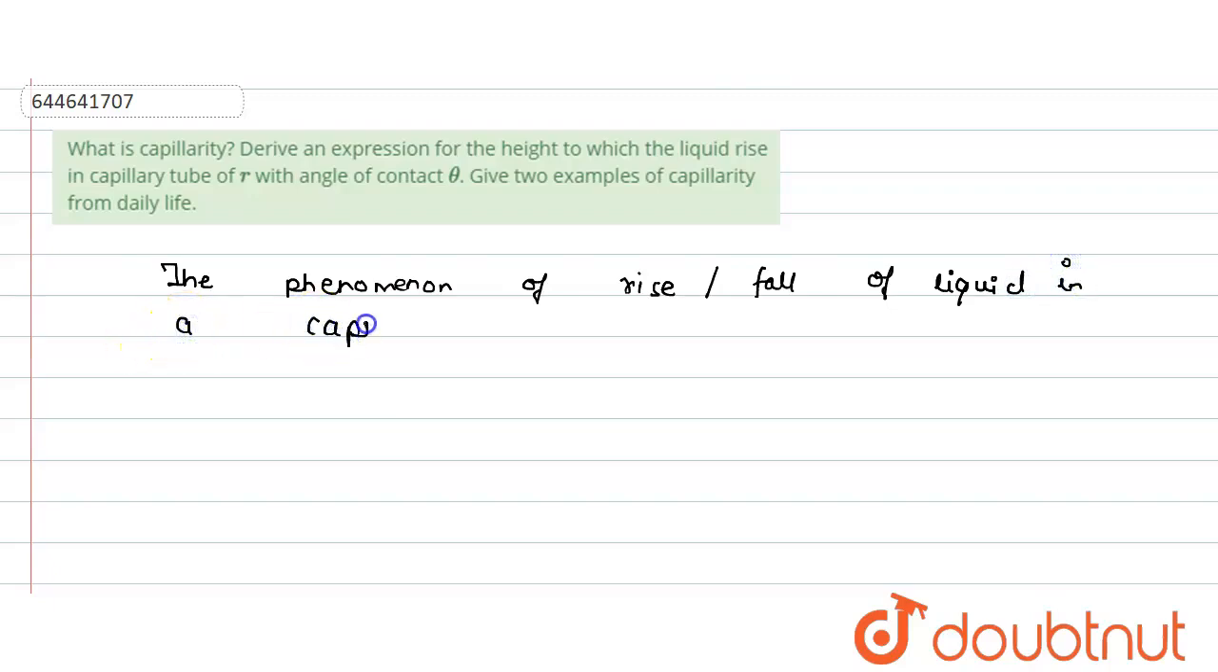Okay, so what is basically meant by capillarity? Capillarity means the phenomenon of rise and fall of liquid in a capillary tube. Okay, so this is known as capillarity. Now what does it mean? So we just draw a figure to explain this.